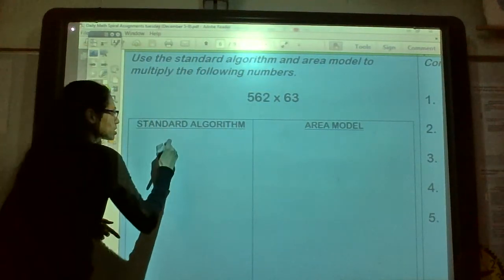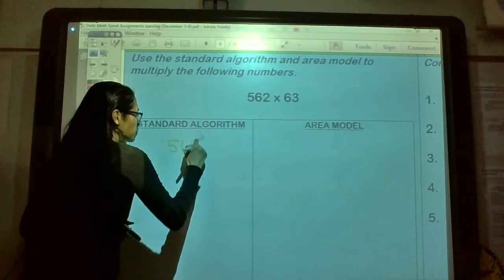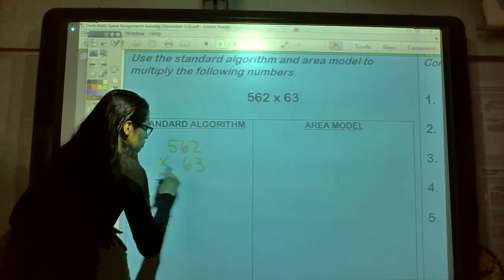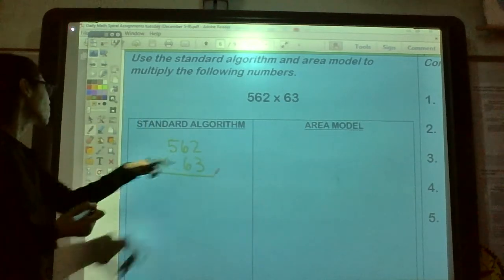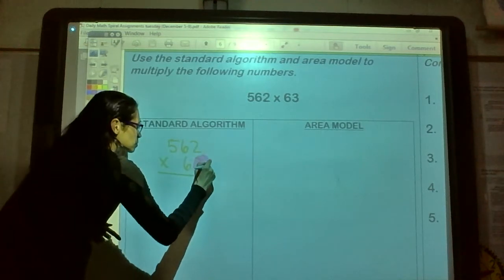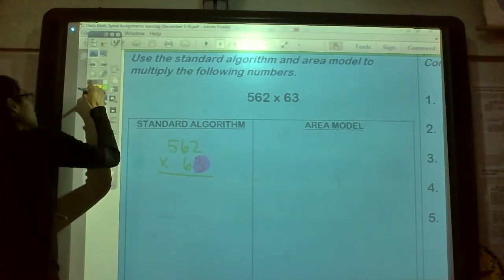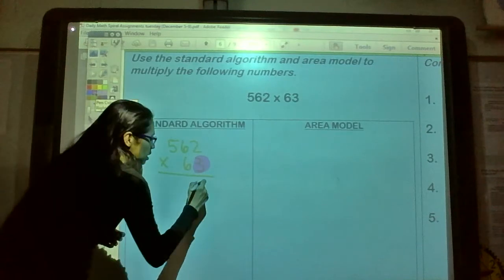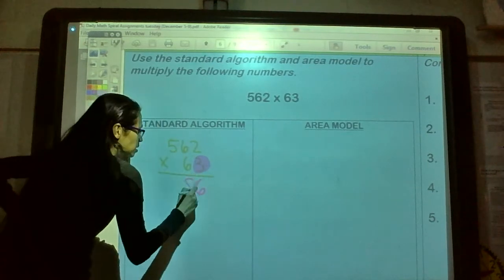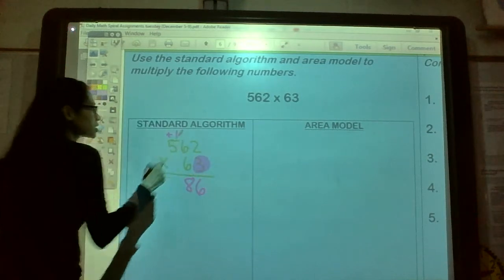All right, let's do this. 562 times 63. Let's begin multiplying with that 3. 3 times 2 is 6. 3 times 6 is 18. Write the 8 plus 1 up top.